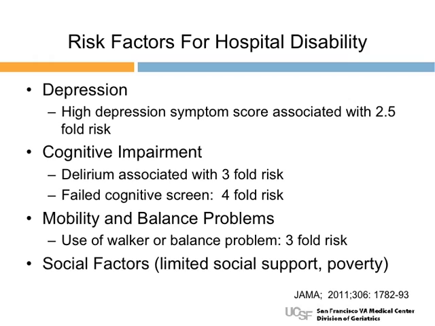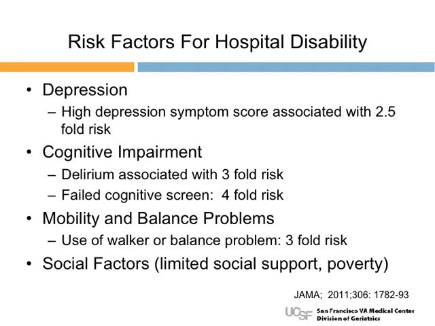Then cognitive impairment, which includes both delirium and dementia, and the two of them act synergistically. So if you have both, risk of disability is really high. Delirium is associated with a 3-fold risk of hospital-acquired disability. Dementia, which is generally measured by a failed cognitive screen at admission, is associated with a 4-fold higher risk. Simple measures often predict who's going to be disabled, so a study that was done by Elizabeth Lindenberger a number of years ago basically showed that just simply using a cane or a walker or reporting a balance problem at the time of admission was associated with a 3-fold risk.